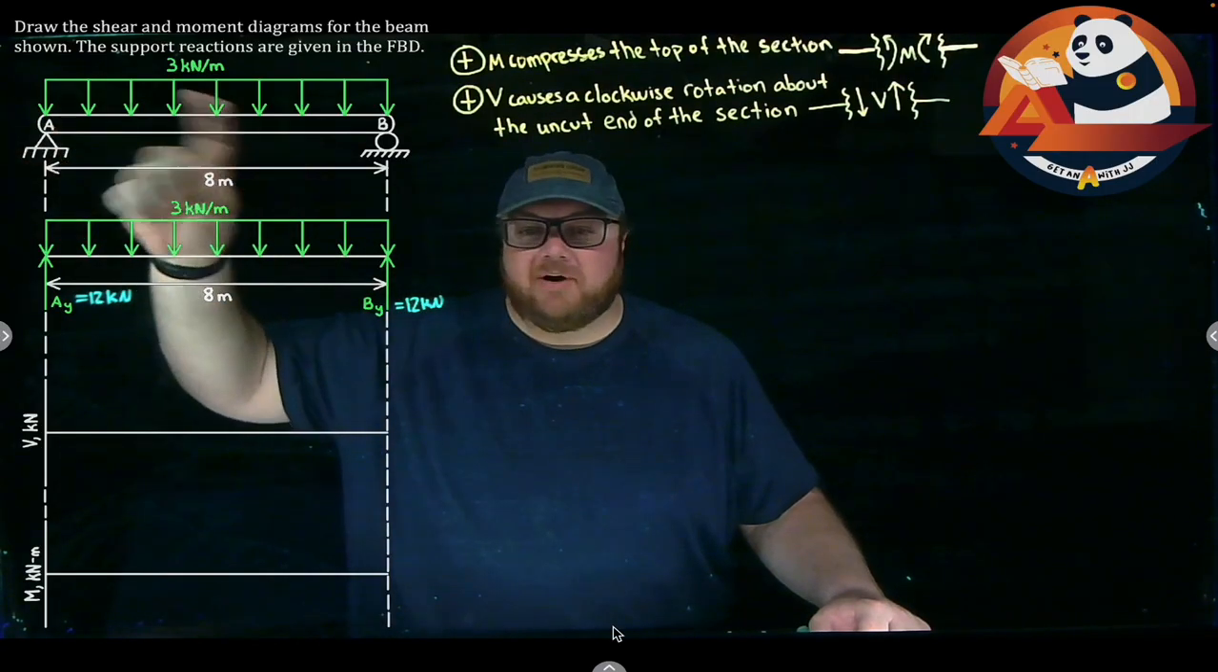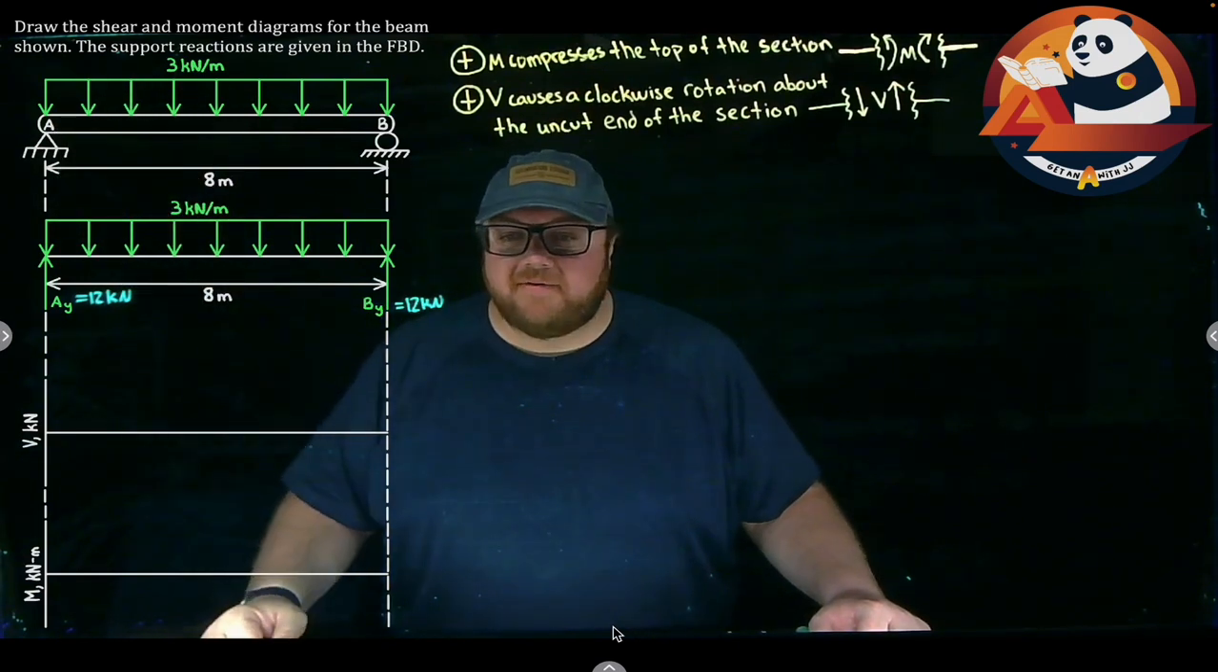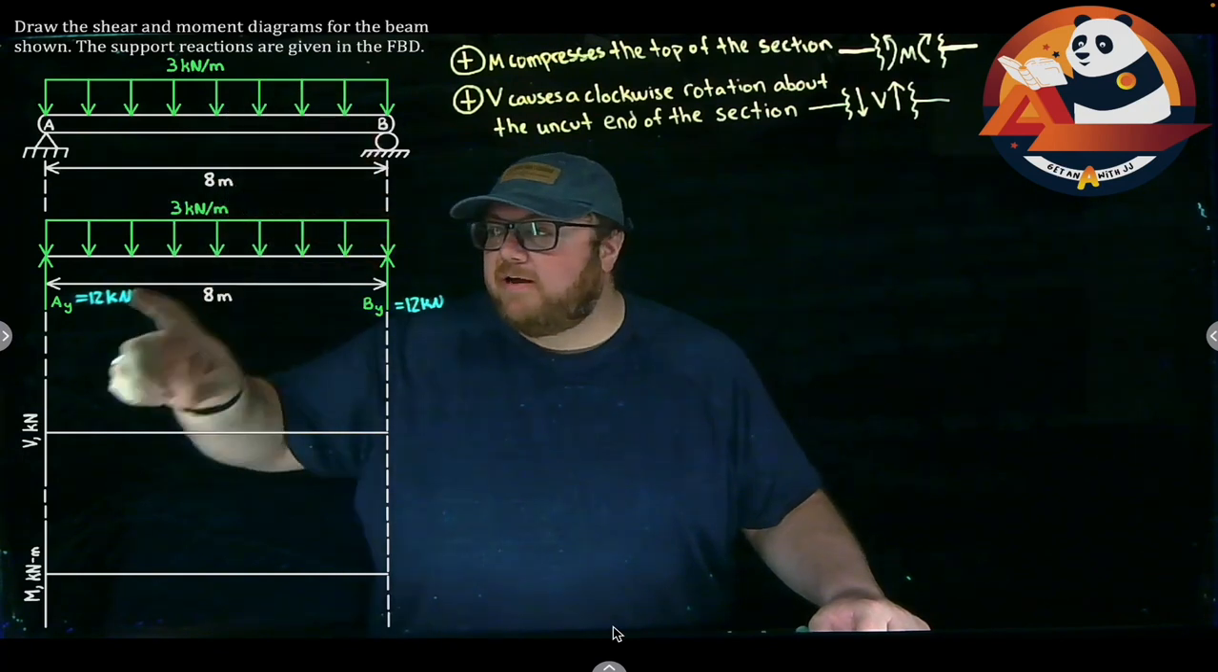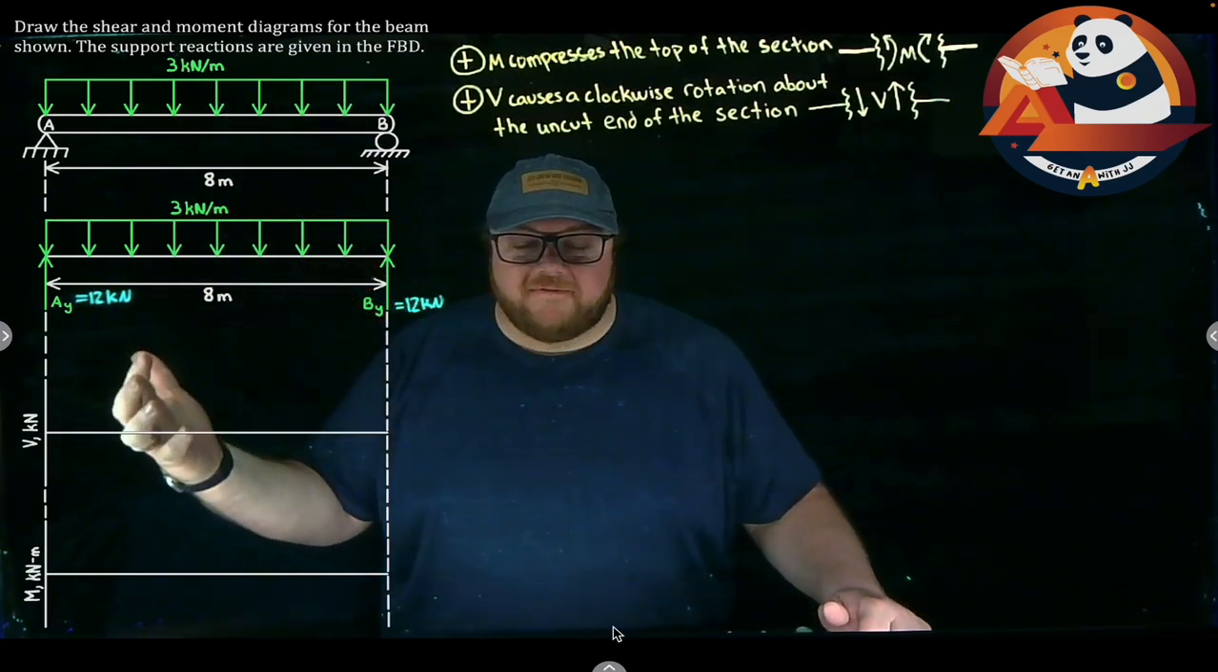Let's tackle an example problem. So we're saying in this one, let's draw the shear moment diagrams for the beam that we have here. The support reactions are given in our free body diagram. Basically, I'm just assuming at this point, we know how to find support reactions.